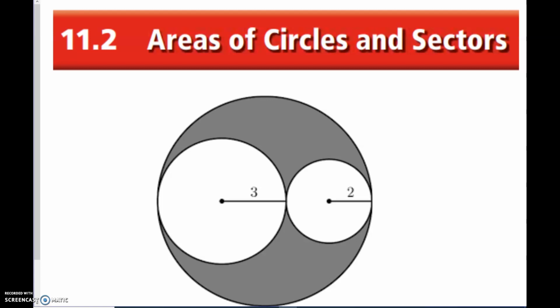So what we did yesterday about trying to find the measure, we had the measure of that arc over 360, and then we multiplied by 2 pi r for the circumference. We're going to be doing something similar with that today because we're going to be doing it with areas of circles instead of just the circumference of circles. They're going to tie in very nicely together.